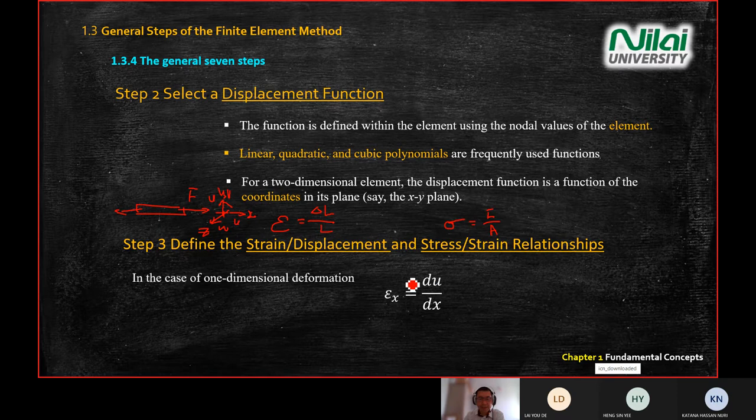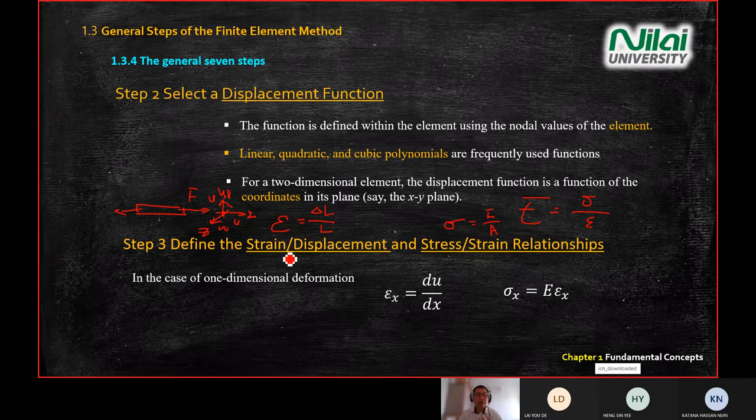So du over dx means that u here, again for this module, don't confuse with the physics. In other modules, u represents speed, especially when it comes to fluid dynamics. But for this finite element methods topic, u represents displacement in the x direction. And for stress, we use Hooke's law: Young's modulus equal to stress divided by strain. Okay, you can either memorize this form or this form, right?